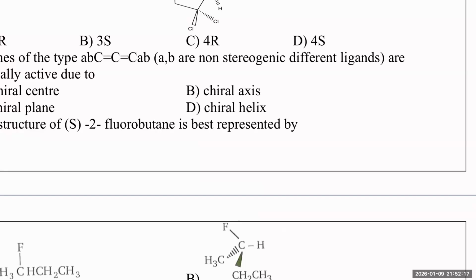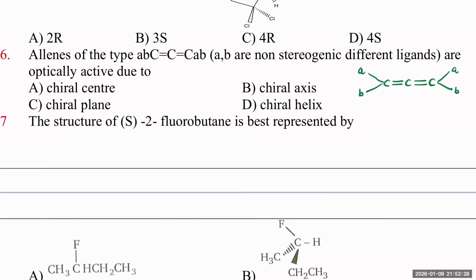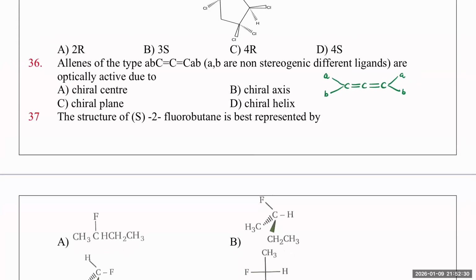36 is basically an allene form. So C, double bond C, double bond C. You have A and B here, A and B here. A and B are non-stereogenic different ligands, right? And are optically active due to... Okay. So you can see when it comes to optical activity, it is based on what, is it having a chiral center? No. Is it having a chiral plane? No. Is it having a chiral helix? No. What it has is chiral axis.